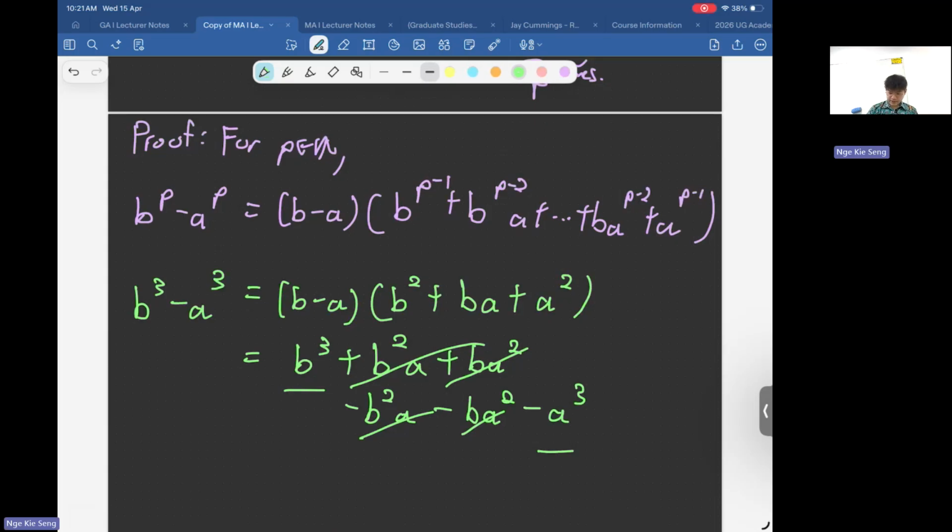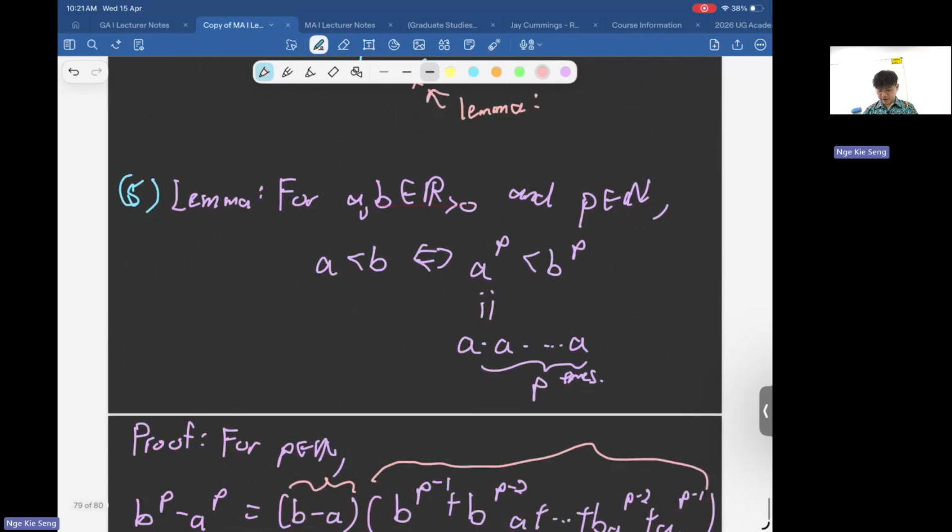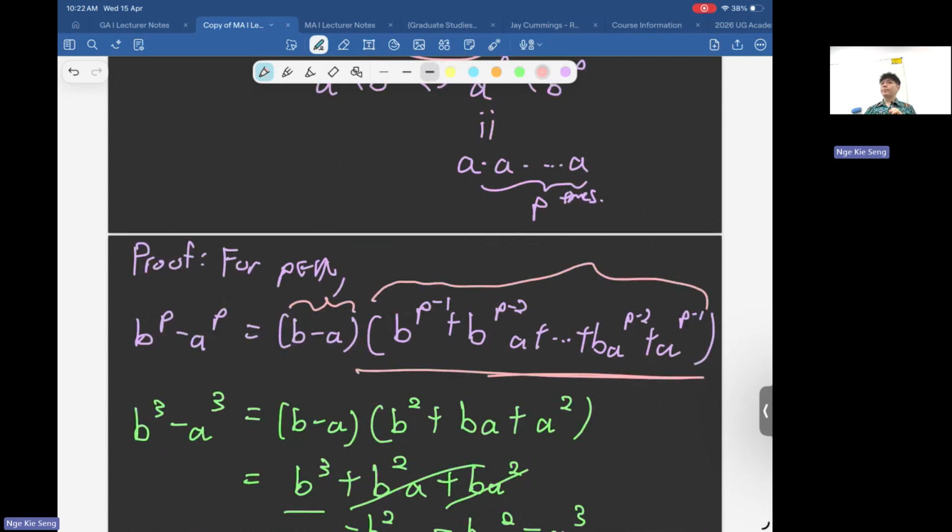So in this case, what did you see from here? How do you compare B to the P minus A to the P and B minus A here? Remember what our assumption is: A and B are always positive. So what's in this chunk of bracket here? Positive number times positive number. Just now we said that positive is closed under multiplication: positive times positive is still positive. So this whole part here is always positive.